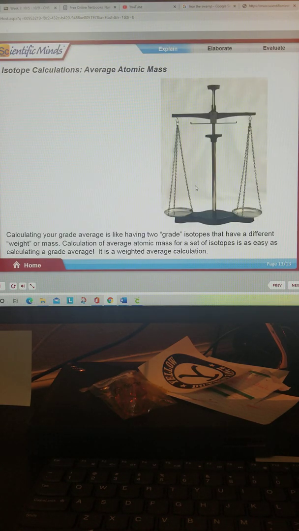Calculating your grade average is like having two grade isotopes that have a different weight or mass. Calculation of average atomic mass for a set of isotopes is as easy as calculating a grade average. It is a weighted average calculation.